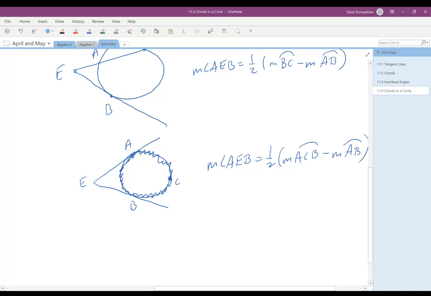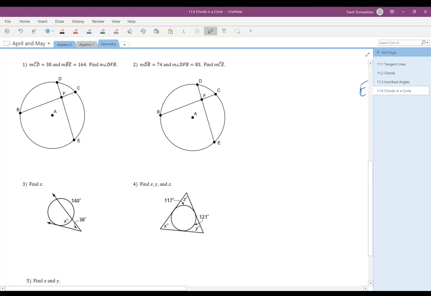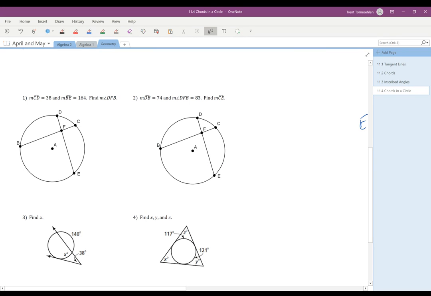All right, let's do some examples about this. The measure of arc CD is going to be 38. The measure of arc BE is going to be 164. And you're asked to find the measure of angle DFB. So this angle right here is the one that you're asked to find.